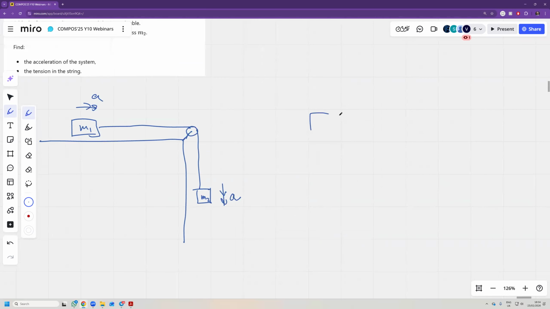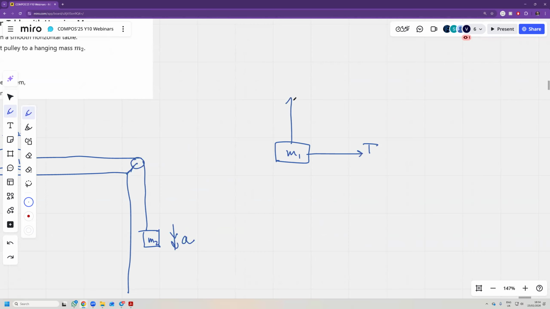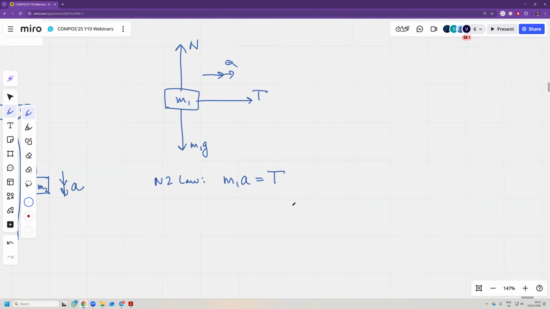And we draw the first block, M1. So it's being pulled by tension. It's not being pulled back by anything because it's a smooth table. And there's a normal reaction force and the gravitational force M1G. But these cancel each other out. So if it's accelerating to the right, we can write Newton's second law: mass M1 times acceleration is equal to the total force, and the total force is T, because that's the only force accelerating it.